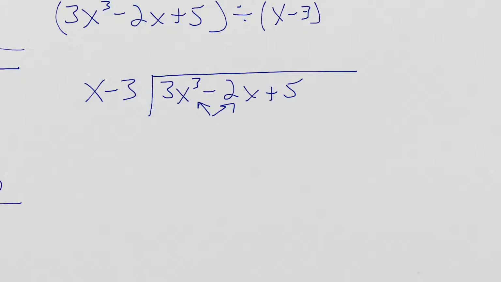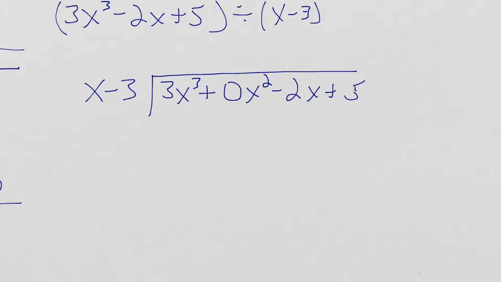But in order for this to work out well, not only do the terms in the dividend need to be in descending order, but any missing terms need to be filled in, which means even though there isn't an x squared, we do need to fill it in. And how do we do that? How do we add something and not change it? Well, you just add a 0. So what we're going to do here is add a 0x squared, and then the minus 2x and the plus 5.